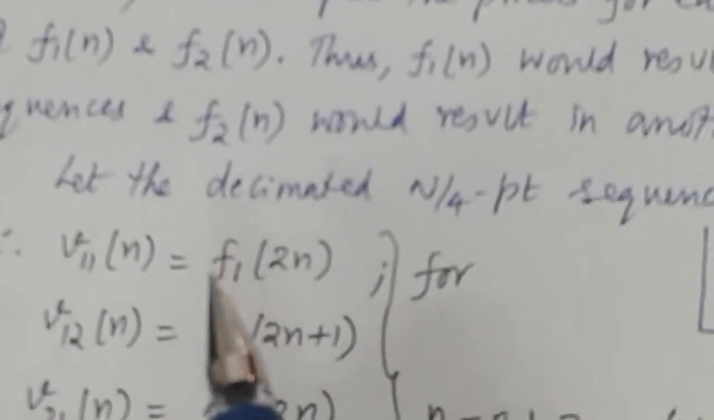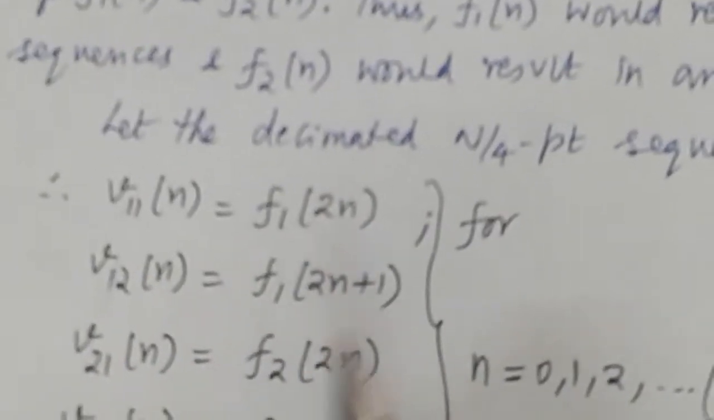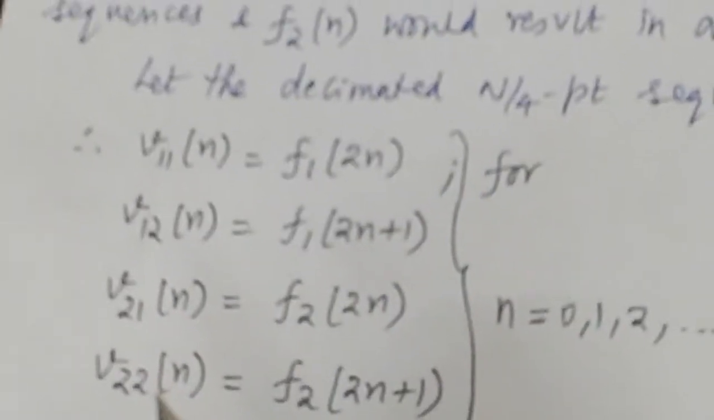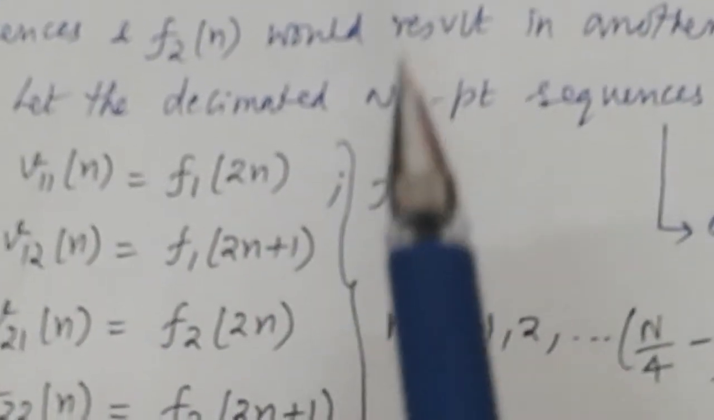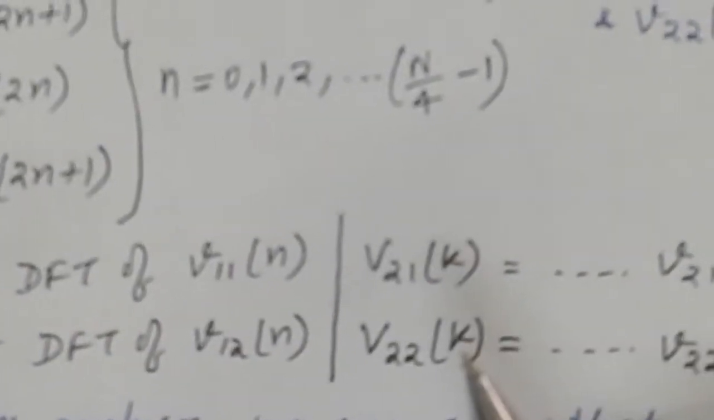Now, therefore, first we decimated x of n as F1 and F2. Now we are going to decimate F1 as V11 and V12, and F2 as V21 and V22. Clear? Therefore, if that is 0 to N by 2 minus 1, this will be 0 to N by 4 minus 1. Okay. Now, what is V11 of k? V11 of k is equal to the N by 4 point DFT of V11 of n, and similarly V12 of k and V21 of k and V22 of k, the N by 4 point DFT of V22 of n.